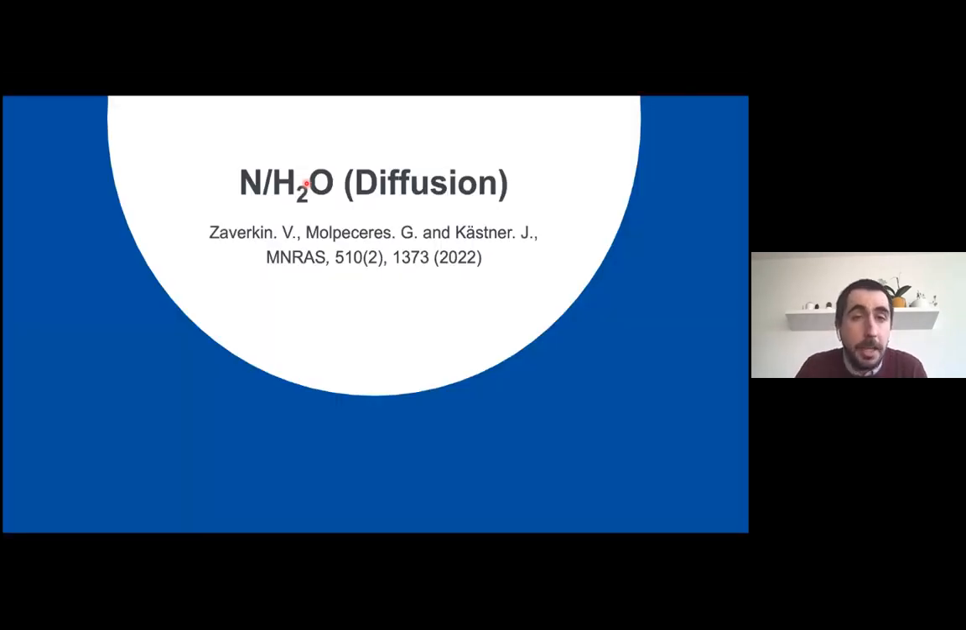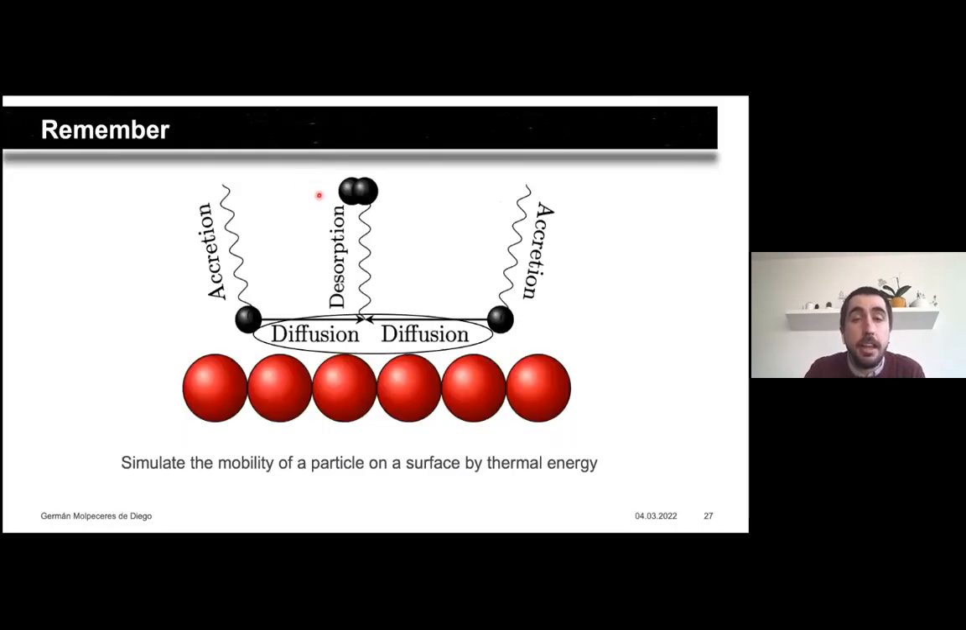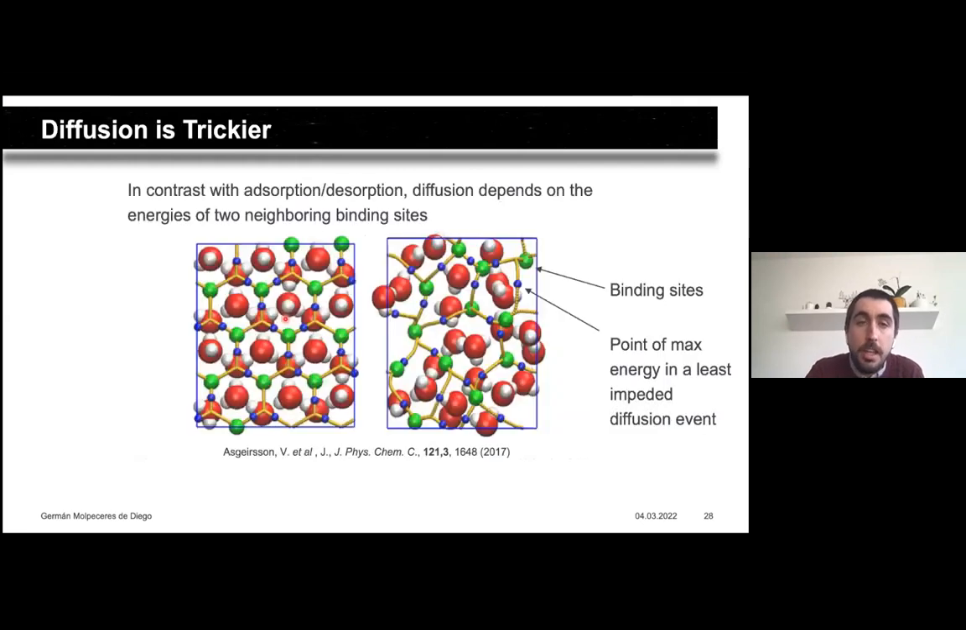The next topic I'm going to talk about is diffusion. Diffusion is nothing else than, instead of desorption, which is moving in the direction of returning to the gas, moving on the surface in order to scan it and find other reaction partners. Diffusion is way more tricky. It's way trickier than in the case of desorption or adsorption.